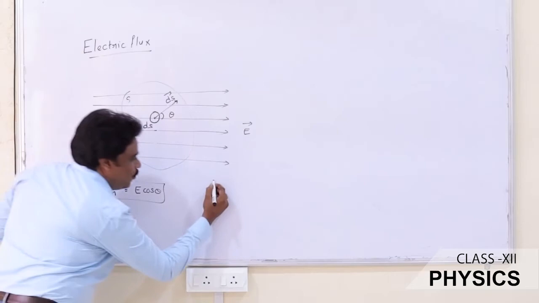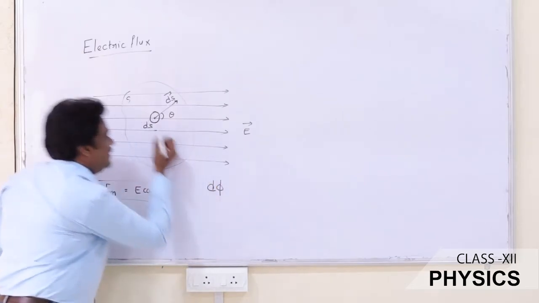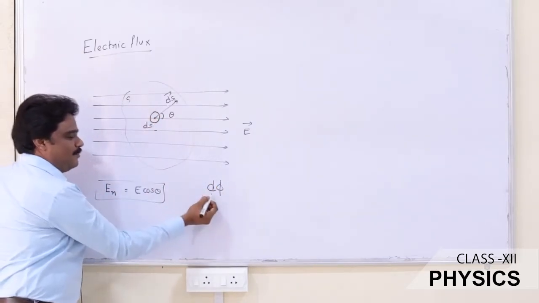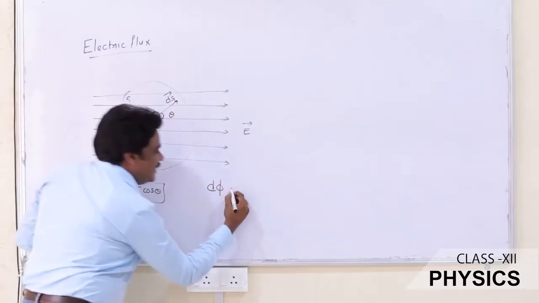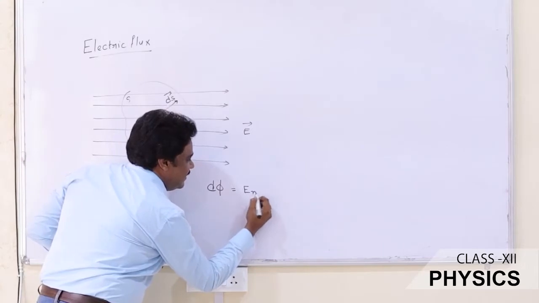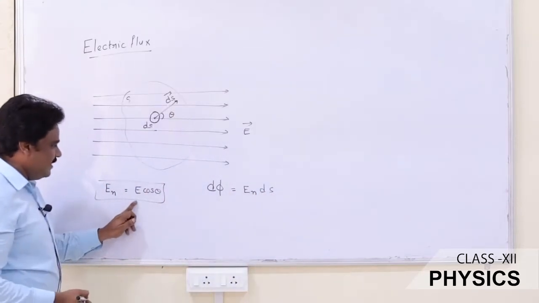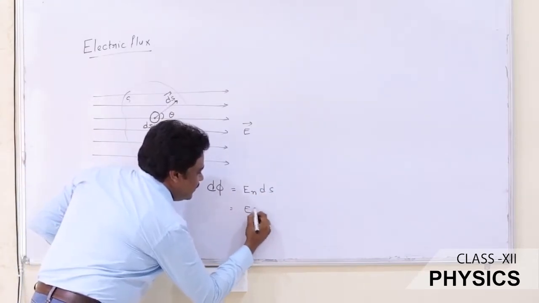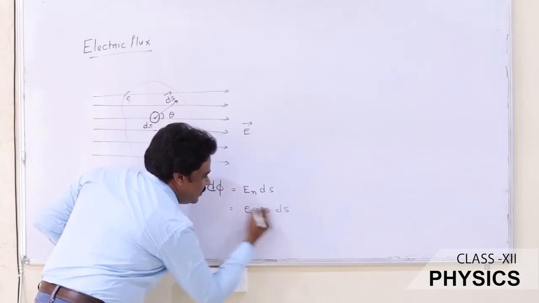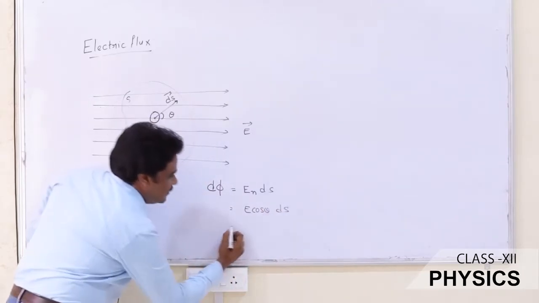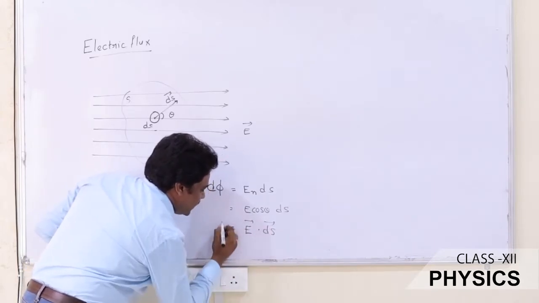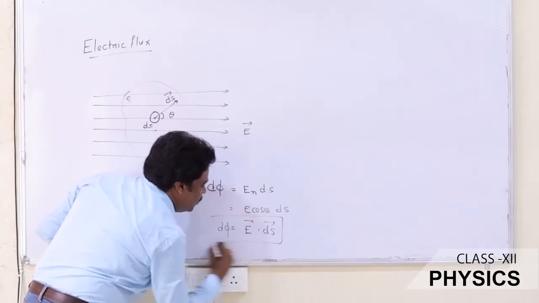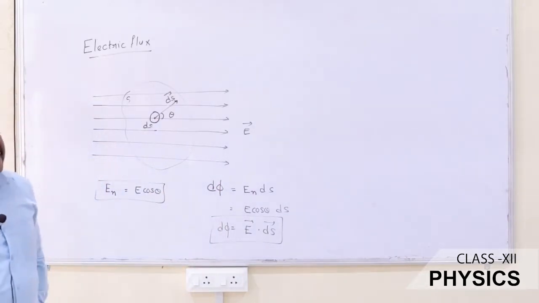Now I can get the small flux. Obviously it is a small elemental area. So the small flux flowing through this small elemental area ds can be written as En ds. So En is E cos theta, giving E cos theta ds, and obviously cos theta comes from the dot product. So it can be written as E vector dot ds vector, that is d phi is equal to E vector dot ds vector.